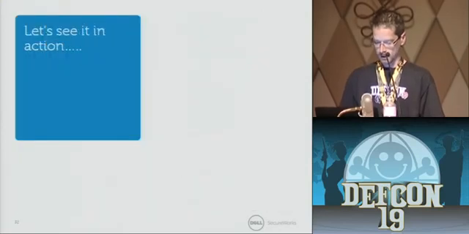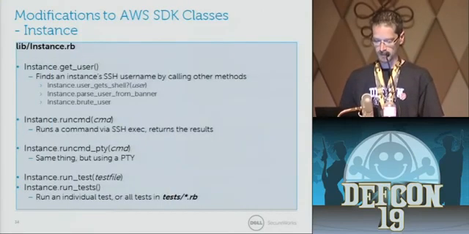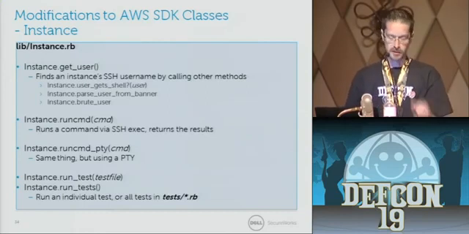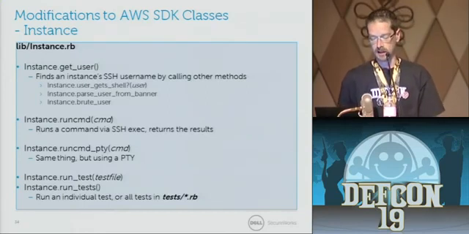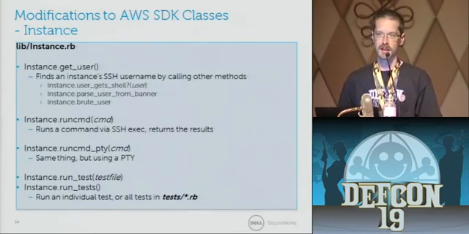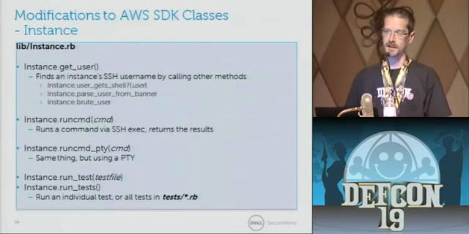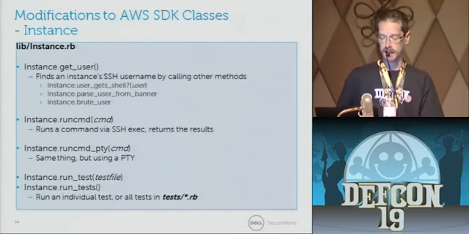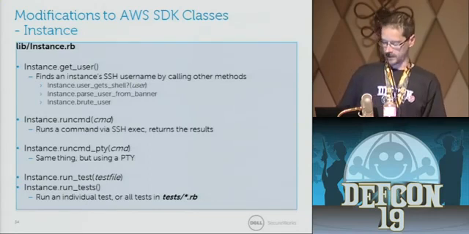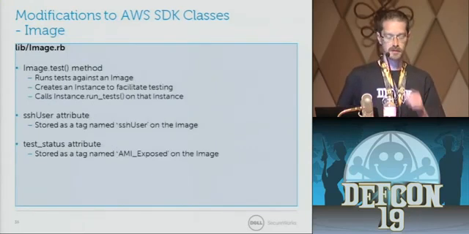Okay, so while that's running, let me talk about some of the things I did to expand the Amazon Web Service SDK. I basically just opened their classes and defined some additional methods to give me the functionality I needed to do this that they didn't provide through the SDK. So we modified the instance, added some methods to interact with instances, run a command over SSH either via SSH exec or PTY. And then it's got a run test method that basically loads a test module and runs it against that instance. I'm going to go through these kind of fast. The slides are a little bit wordy, but that's mostly meant as a reference.